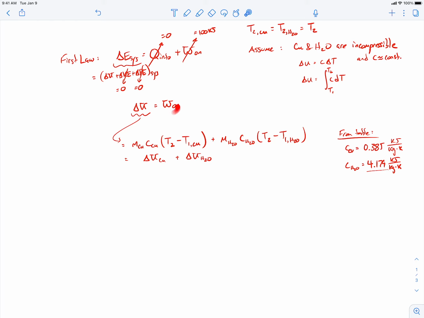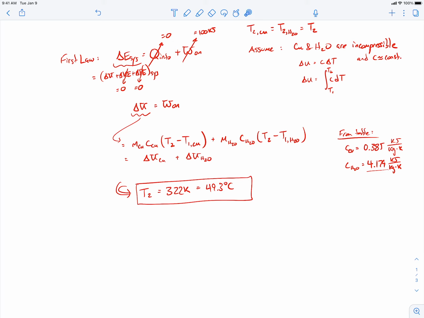Remember, we know the value of the work done on the system. That was the 100 kilojoules of electrical work. We know everything in here except T2, so we can solve that equation for T2. I won't go through the math for that, but if you do solve it, it'll come out to be 322 Kelvin, which is about 49.3 degrees C. That's what it comes out to be in the end.